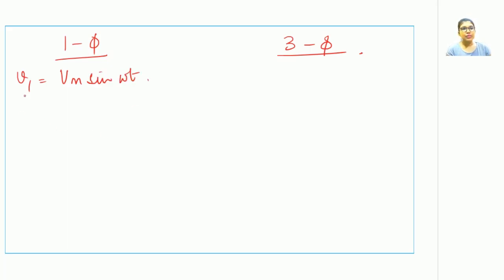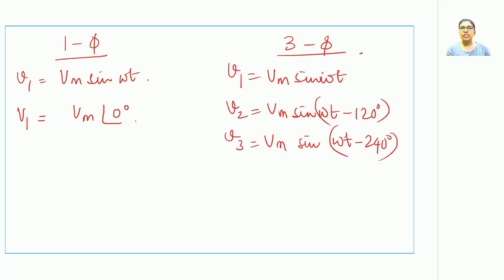What is a phasor representation? Capital V1 is equal to Vm angle 0 degrees. Phasor is the complex representation of the sinusoid. Now for a three-phase system, we have three values of voltages. So these are the sets of voltages that were being generated. What will be the phasor representation of these voltages? The first one would be Vm angle 0 degree. The second one would be represented as Vm angle minus 120 degree.